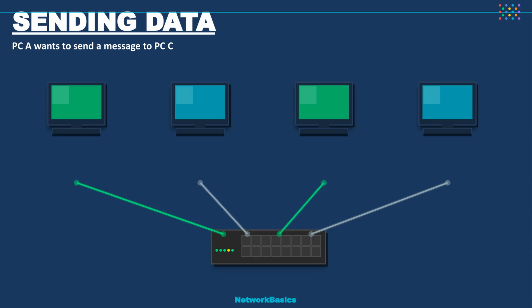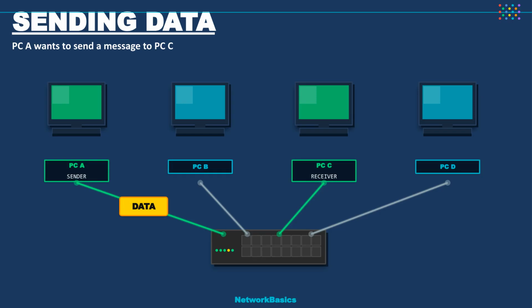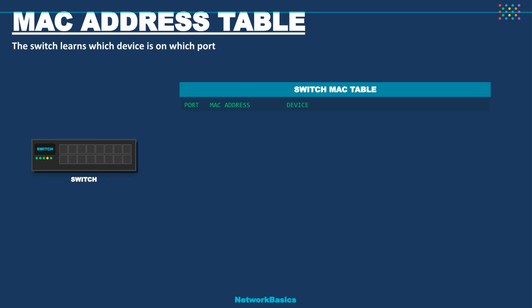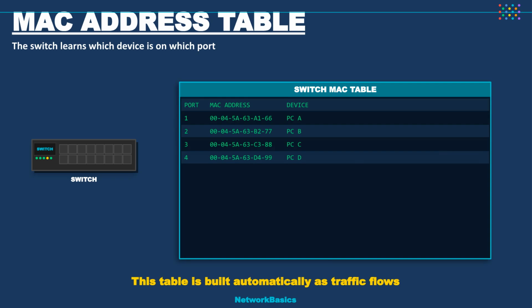Let's look at an example. PC A, the sender, wants to send data to PC C, the receiver. The data travels from PC A to the switch. The switch uses a MAC address table to learn which device is on which port. This table is built automatically as network traffic flows.